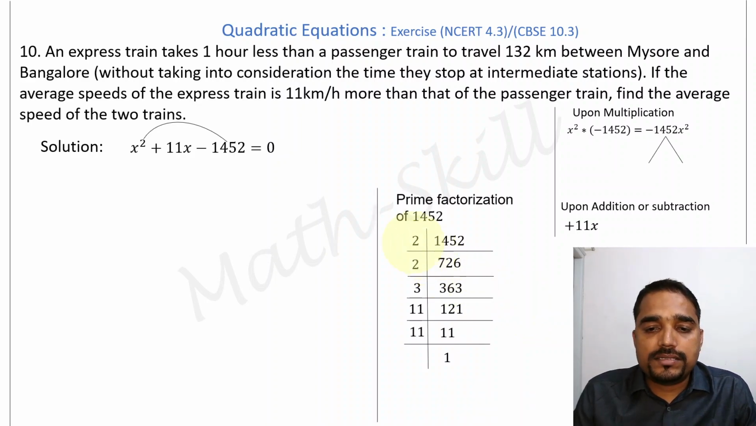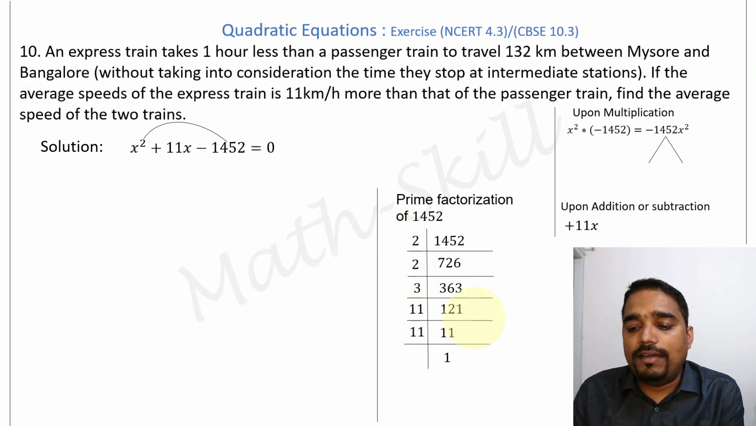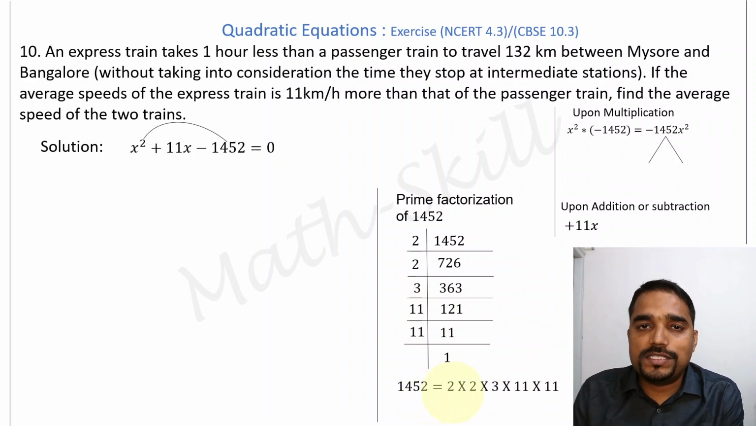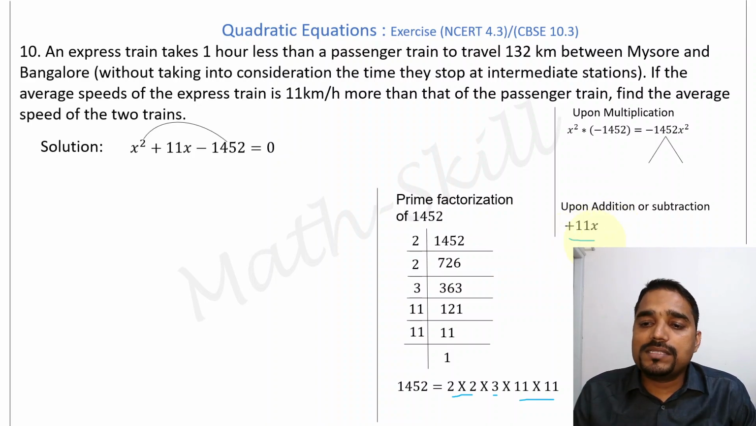So the prime factors are 2 twice, 3 once and 11 twice. That is, 1452 is equal to 2 multiplied by 2 multiplied by 3 multiplied by 11 twice. Now we will have to rearrange these prime numbers to select two numbers as factors, so that upon addition or subtraction of those factors we get plus 11x.